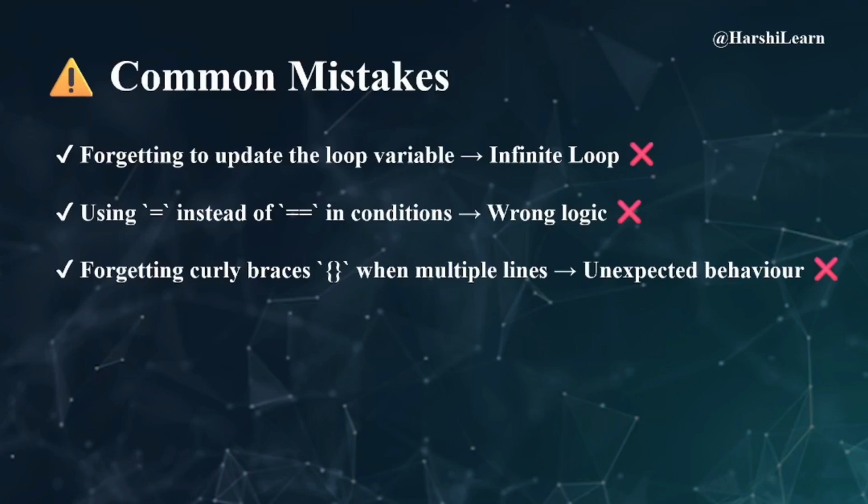Now, let's see some of the common mistakes we make when we are working with while loops. The first one is using a single equals operator instead of double equals in conditions. And the next one is forgetting to use curly braces when we are writing multiple lines of code. And the last one, this is the most common mistake we make in while loops, forgetting to update the loop variable. Let me show you an example.